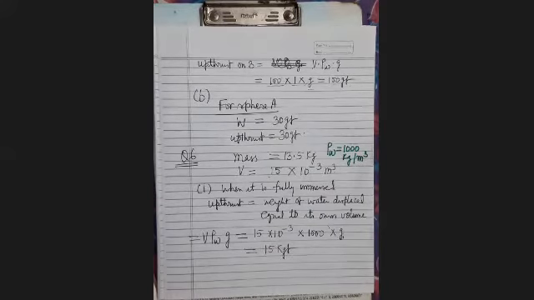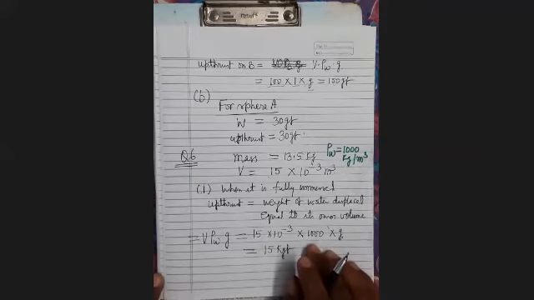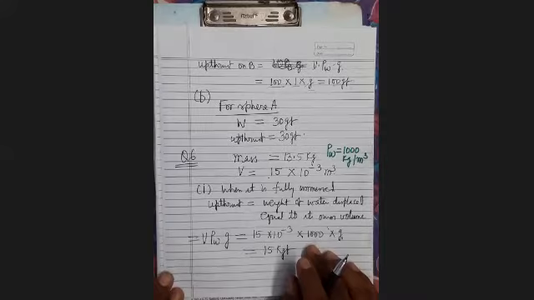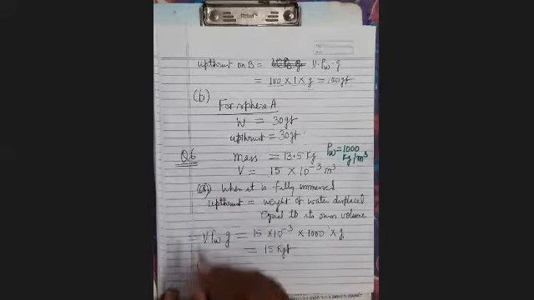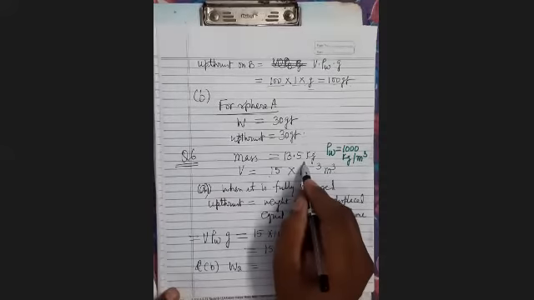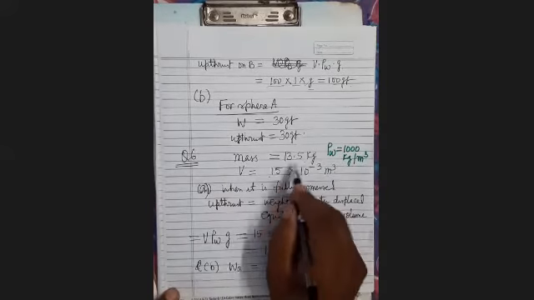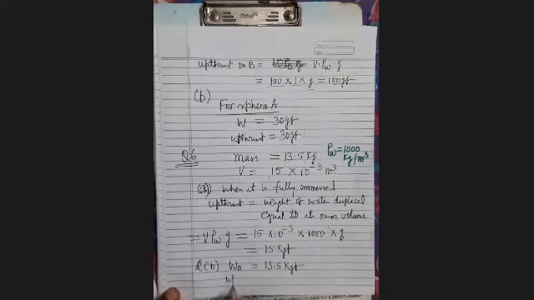This will be the upthrust when it is fully immersed. Will the block float or sink in water when released? So see here, first you find out its weight. So its weight in air. Weight in air is, mass is 13.5 kg. Therefore, weight will be 13.5 kgf. What is upthrust here? Upthrust is 15 kgf.